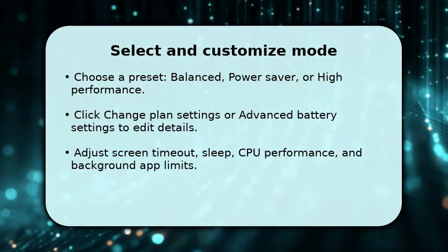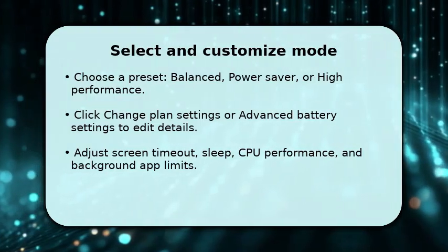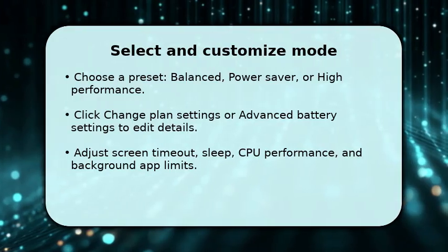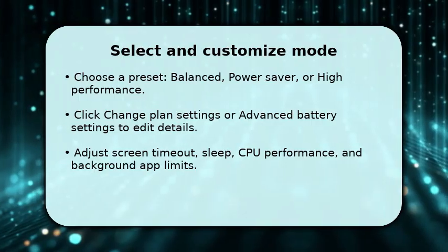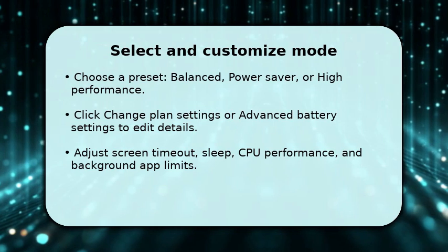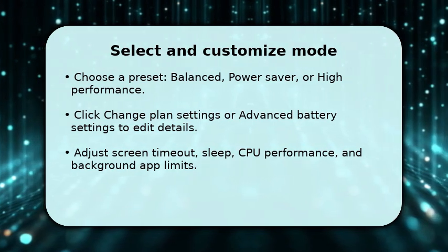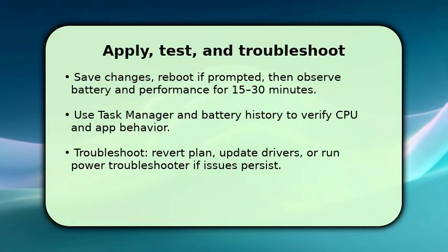Here you can modify screen timeout, sleep behavior, CPU maximum state, and restrict background apps. Those changes directly affect battery drain and thermal output. If you need a hybrid, create a custom plan and adjust processor power limits to balance performance versus battery life. That gives precise control. Save your changes and reboot if the system asks.